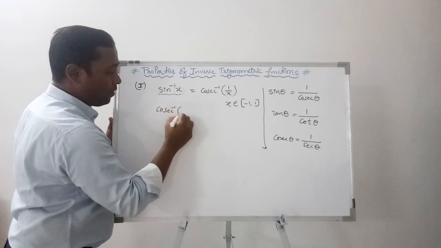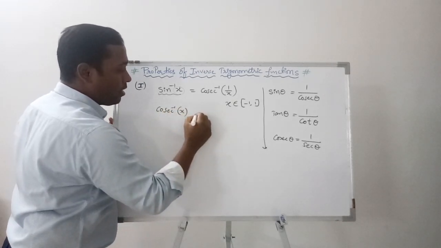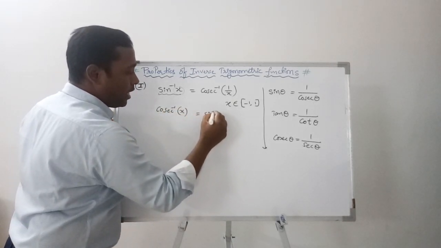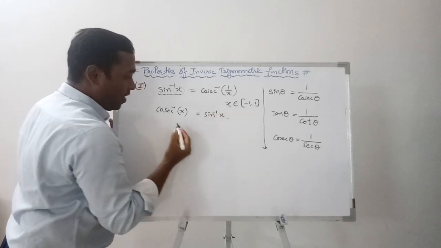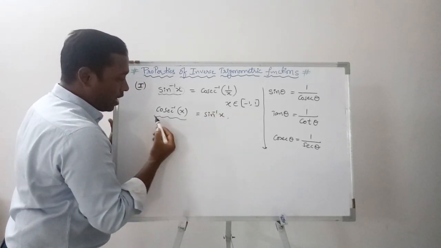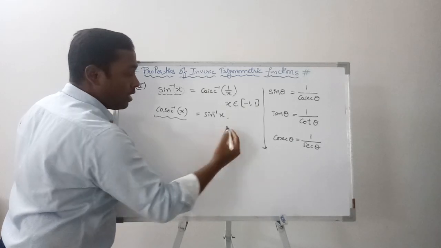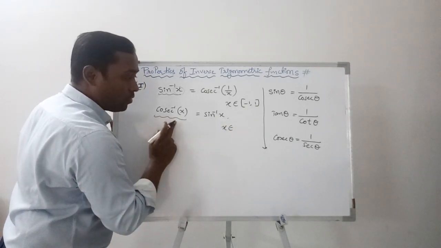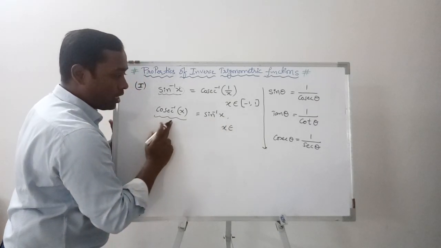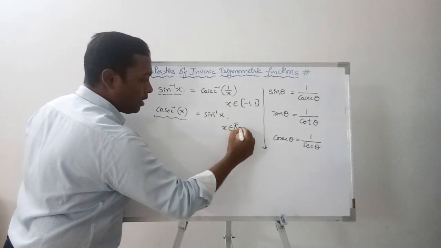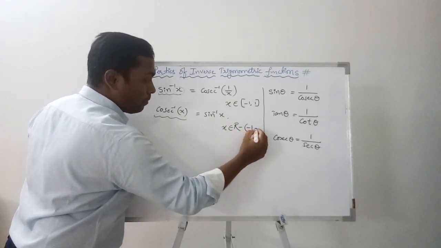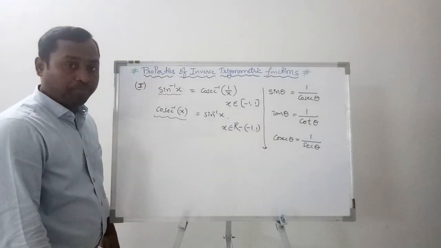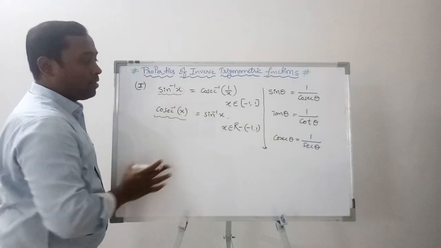Cosec inverse of x can be written as sine inverse of 1 upon x. Here we started with cosec inverse of x, hence x must belong to the domain of cosec inverse x. And what is the domain of cosec inverse x? That is the entire set of real numbers except the range minus 1 to 1. So these are the reciprocals.